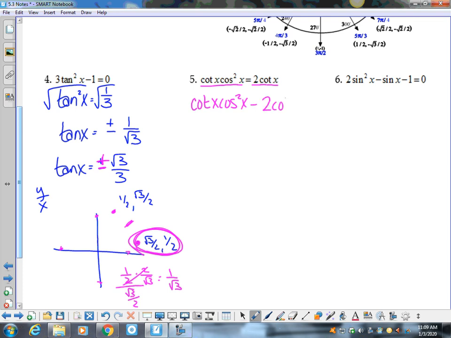So I'm going to subtract the guy on the right over to the left. And now I'm going to do what sort of is like dividing, but it's not going to go away. I'm going to GCF a cotangent out. And that's going to give me cosine squared x minus 2. And then I'm going to pull them apart and set them each equal to 0.